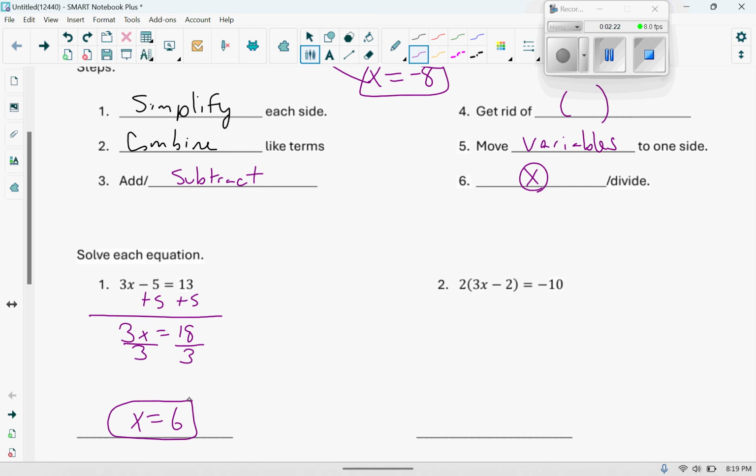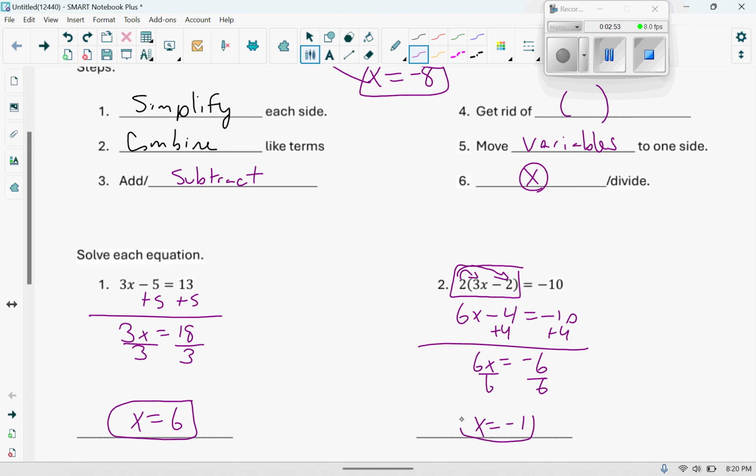Okay, over here, notice that I have these parentheses here. So I think what I'm going to do is just kind of clean this up a little bit. So I'm going to distribute that positive 2. So I'm going to have 6x minus 4 is equal to negative 10. And the next thing I'm going to do is add the 4 over. So I have variables on one side and my numbers on the other. And then I'm going to divide by 6. So x is equal to negative 1.